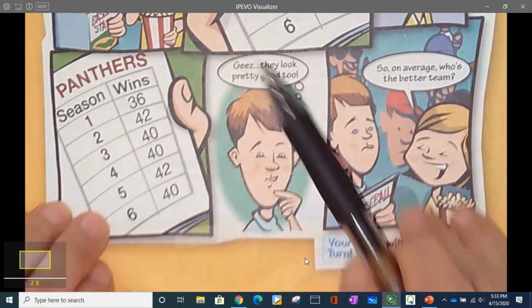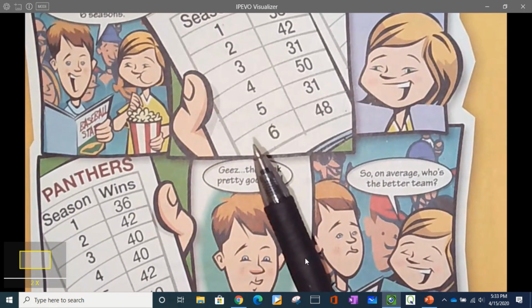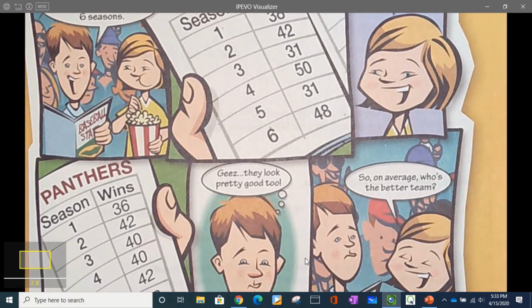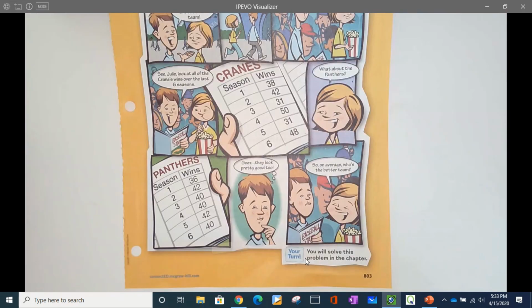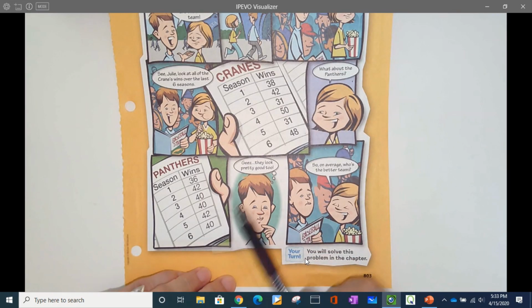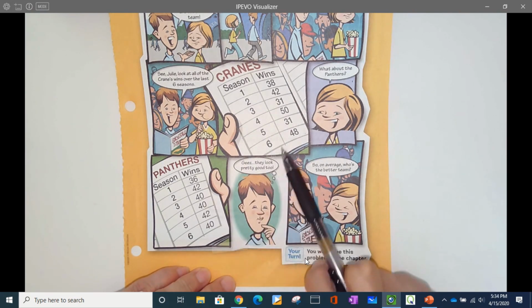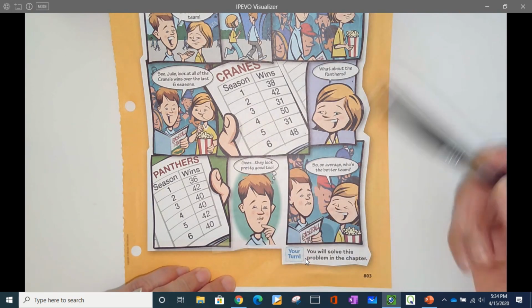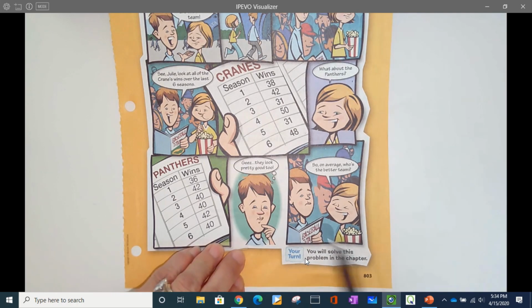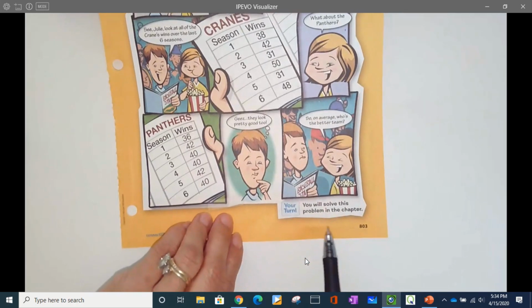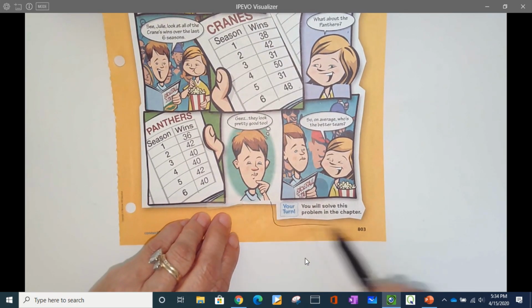Now, we can actually look at these right now, and we could probably say, well, these have more 40s, these have 30s, but there's a 50, but we really can't figure out that average. So geez, they look pretty good too. So on average, who's the better team? Well, we're going to solve this in this chapter.